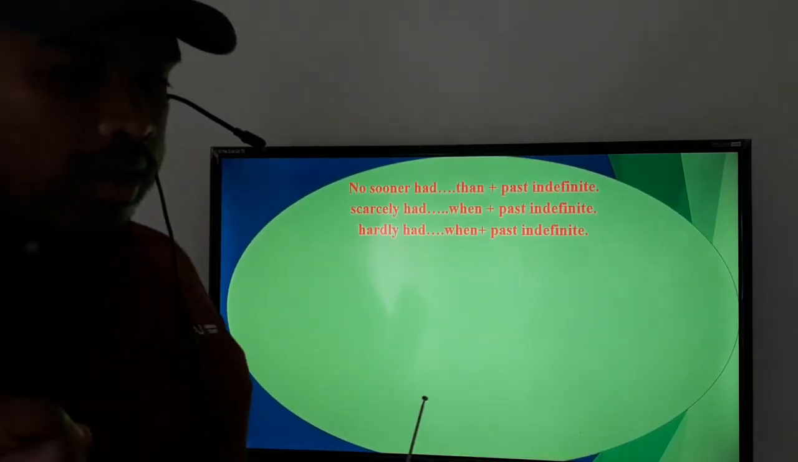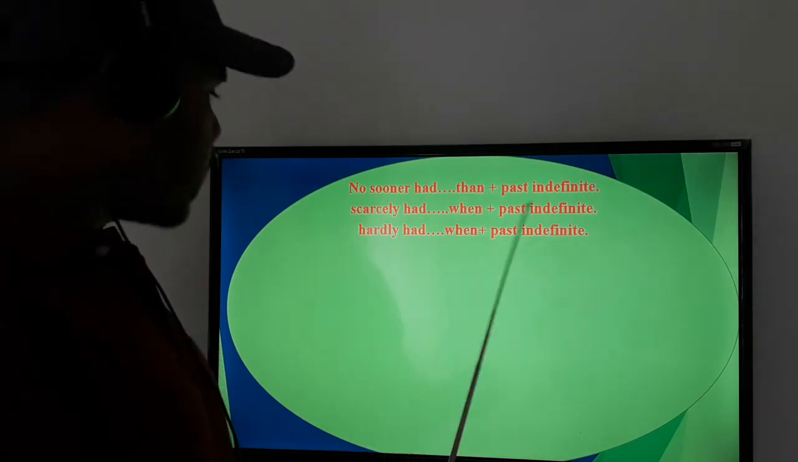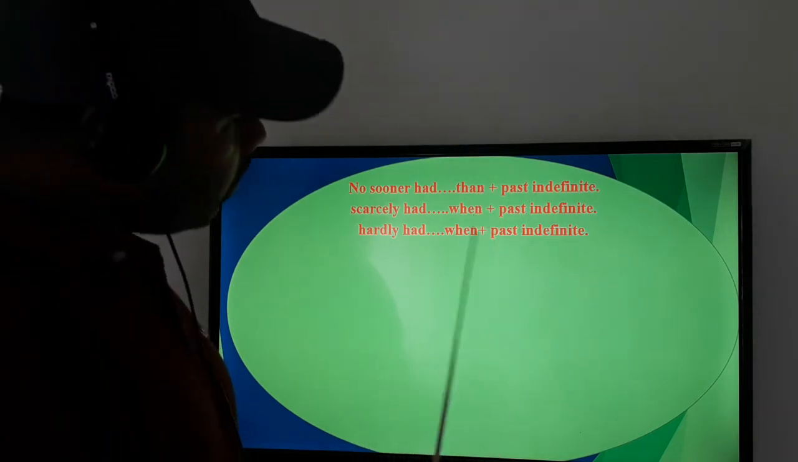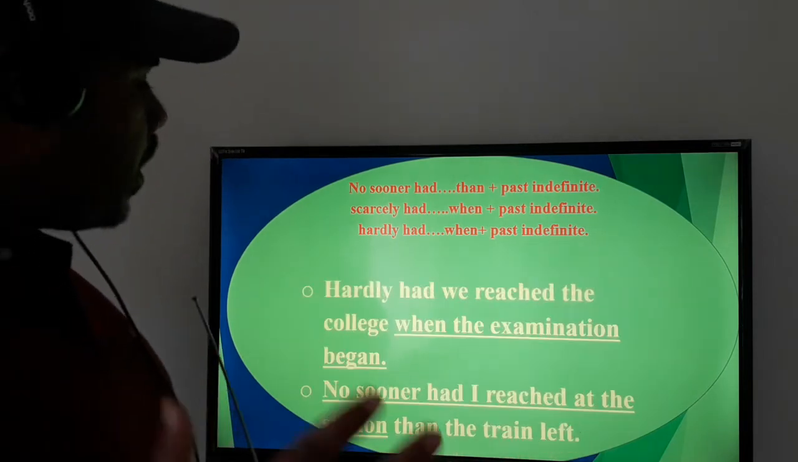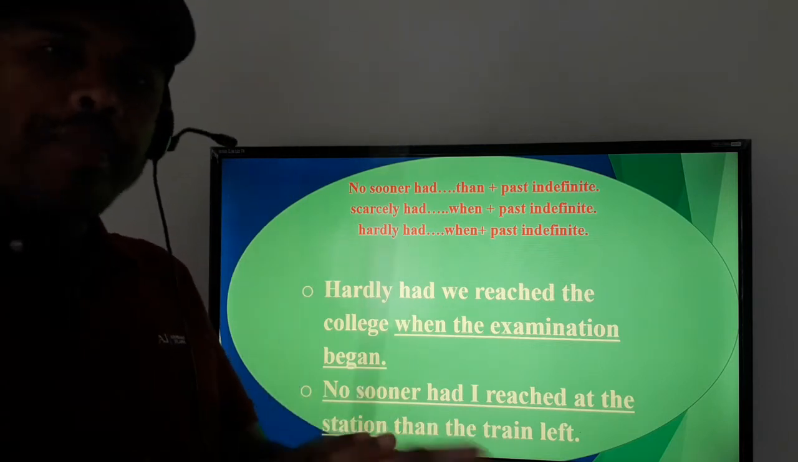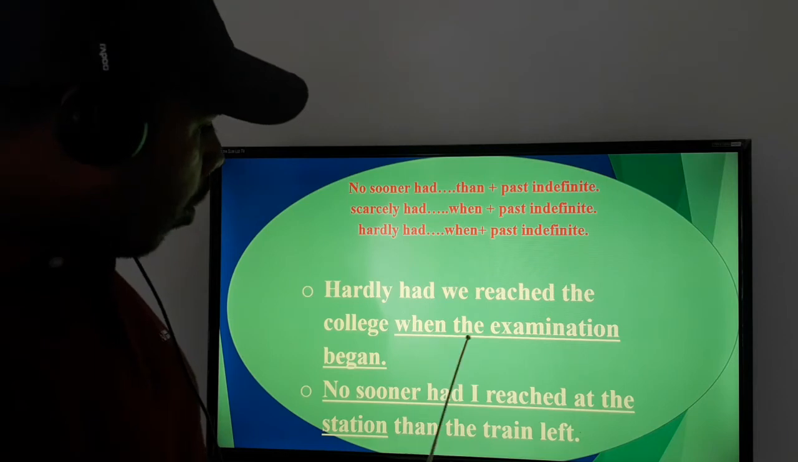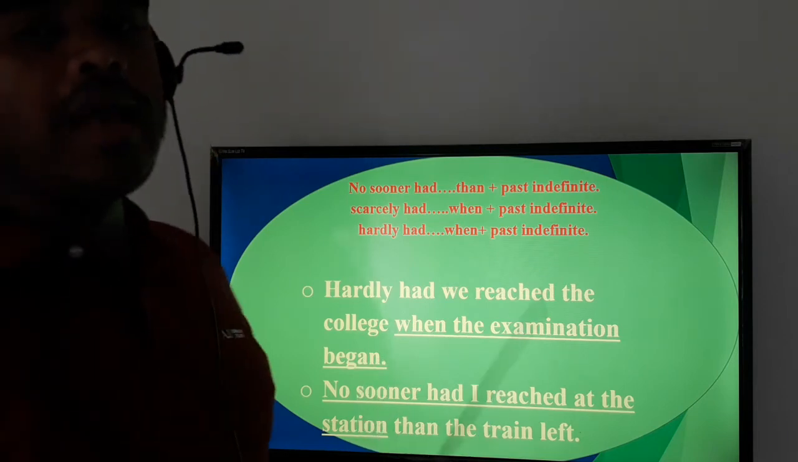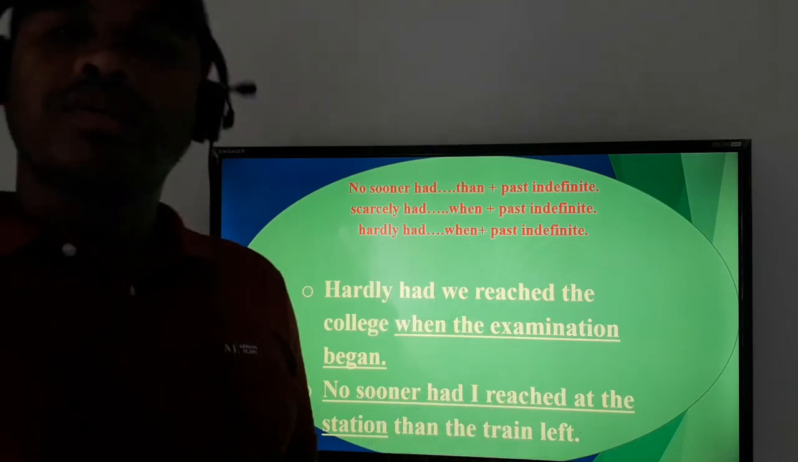Okay. Another one that is very tough and also an important rule: no sooner had than, no sooner than, scarcely when, hardly when, and the next clause should be past indefinite. We use this structure when two things happen at the same time. For example, hardly had we reached the college when the examination began. I mean, as soon as you reached the college, the examination started.